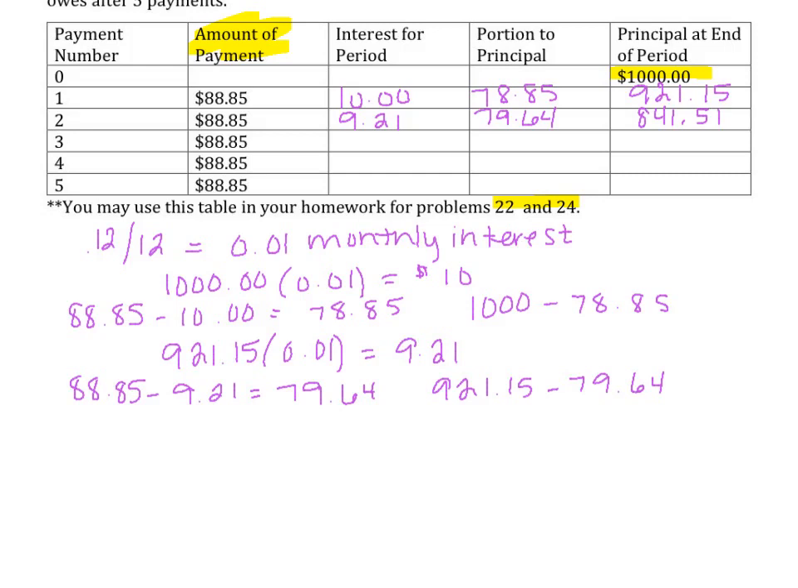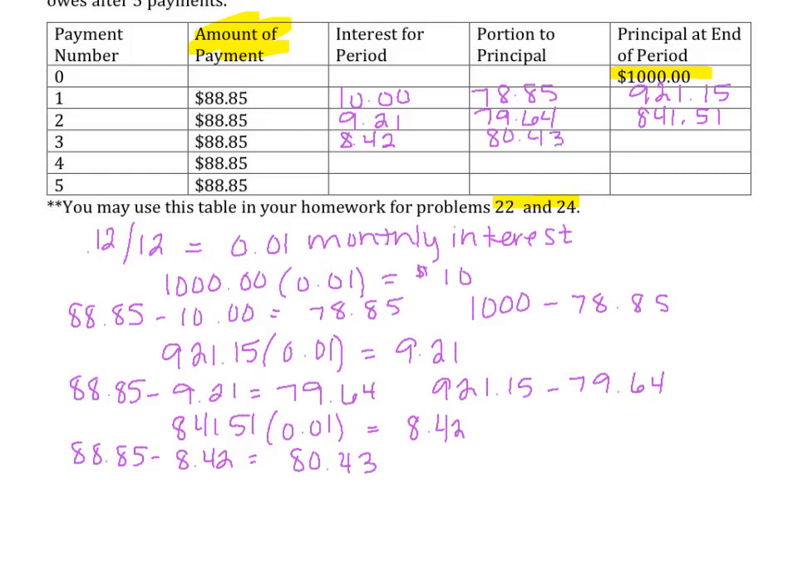And we can continue. So I have $841.51 times my interest. That will give me $8.42 in interest. Notice how my interest is decreasing, while at the same time my principal payment is increasing. This should happen with all amortization schedules. Subtracting my interest, the portion that goes to the principal this time is $80.43. So again, taking $841.51, subtracting the $80.43, we'll get $761.08, which is exactly the amount that we had suggested after 3 payments, how much left she would have to pay of her loan to finish paying it off.